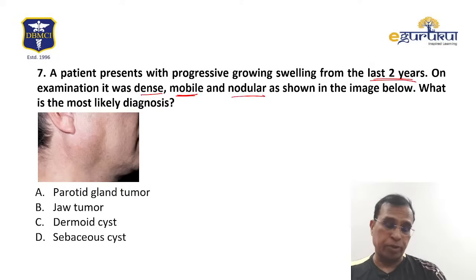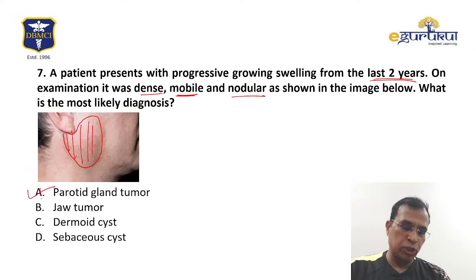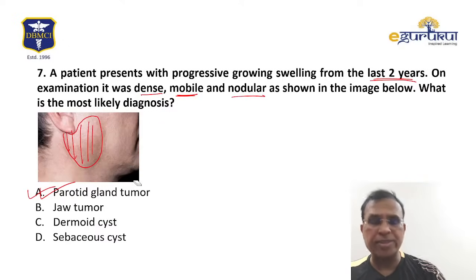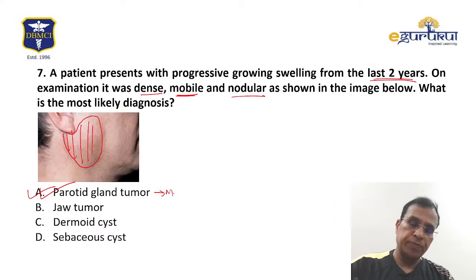And the image is more important. The swelling that you see, this area just below the lobule of the ear, is a typical area of the parotid gland. So this is a parotid gland tumor. Jaw swelling, obviously the jaw is the mandible, the swelling is here in case of the jaw. Dermoid cysts and sebaceous cysts can happen anywhere, but this is a very typical area of parotid swelling, and the most common parotid swelling in this area is due to pleomorphic adenoma.